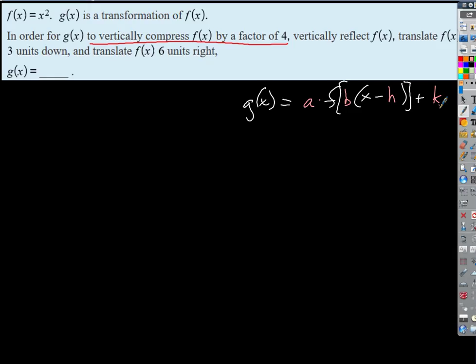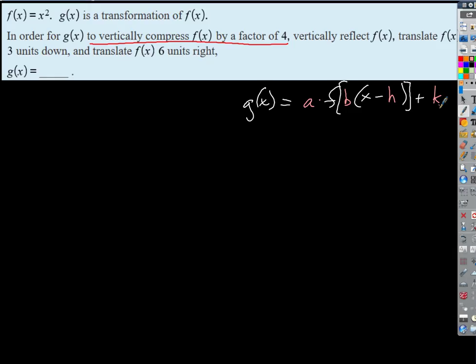And think what these did. A we associate with vertical dilations and reflections. B we associate with horizontal dilations and reflections. H is side to side, horizontal translation. K is up and down, vertical translation. Good.